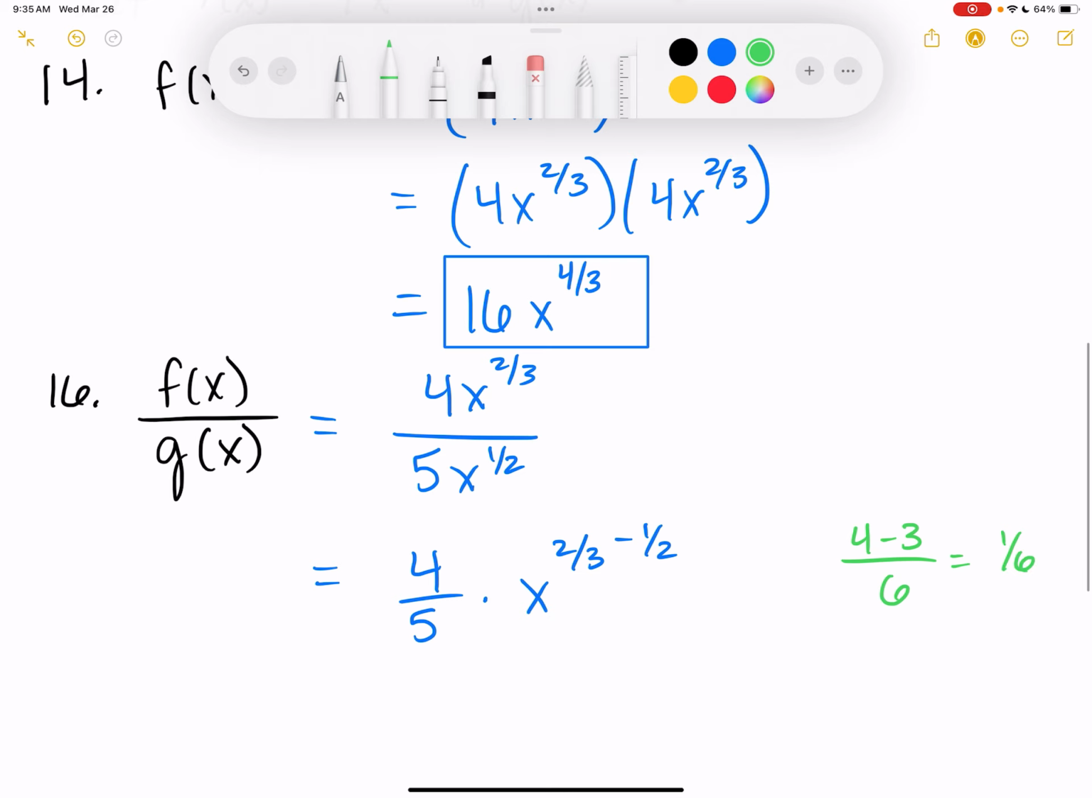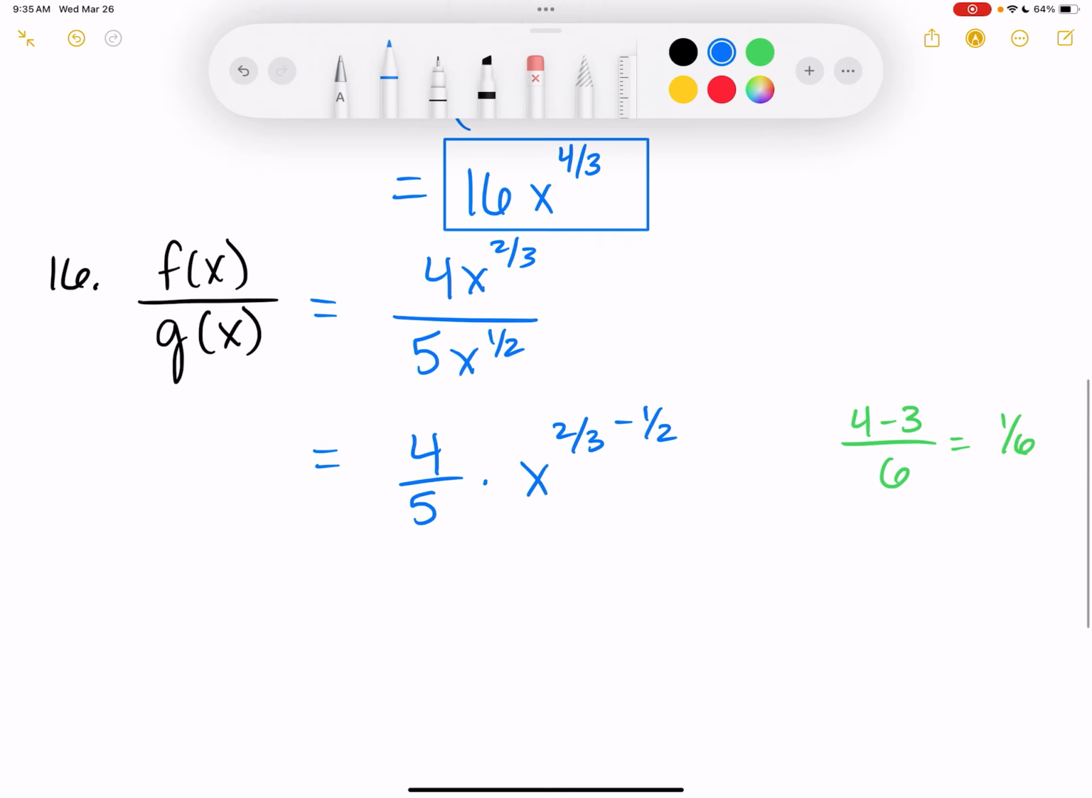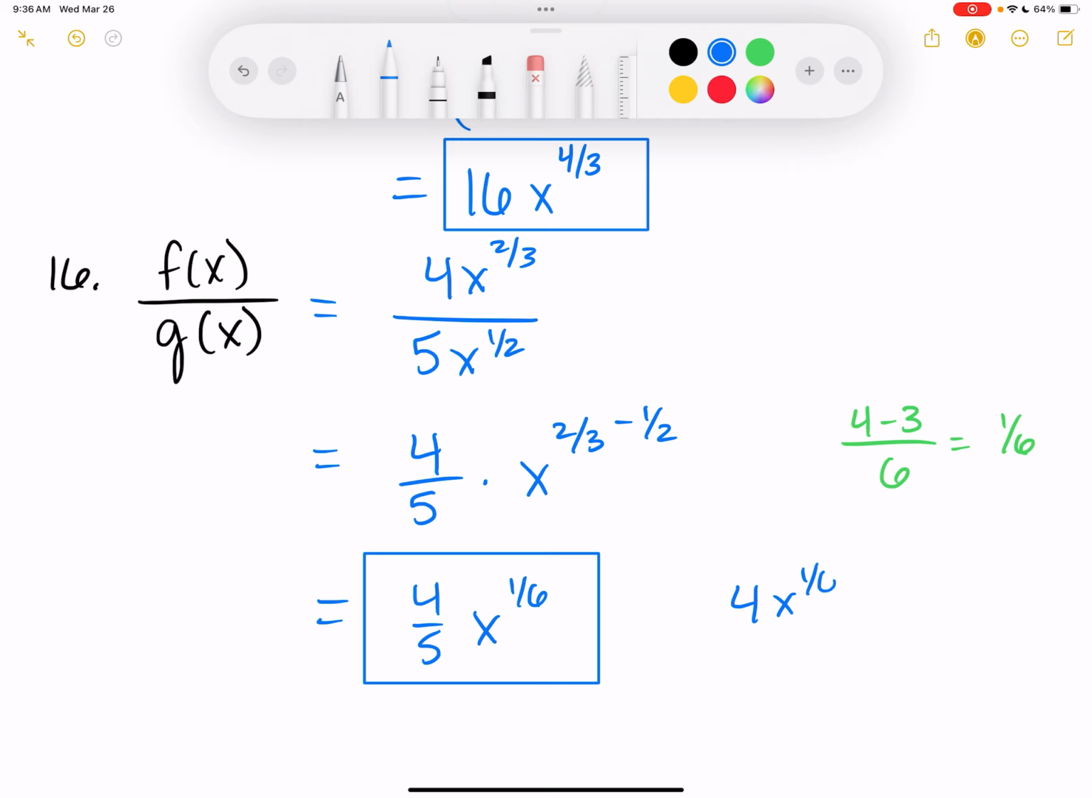Alright, so my final answer is you can either write it as 4 times x to the 1/6 over 5, or 4/5 times x to the 1/6. Either way, they're the exact same thing. What was the other way again? 4x to the 1/6 divided by 5. Okay.